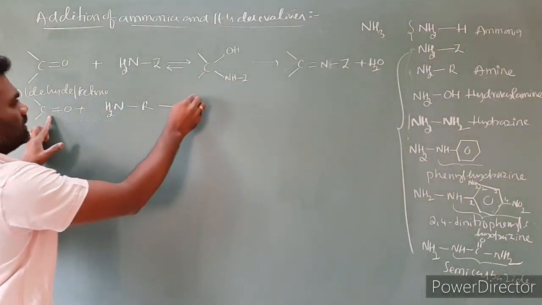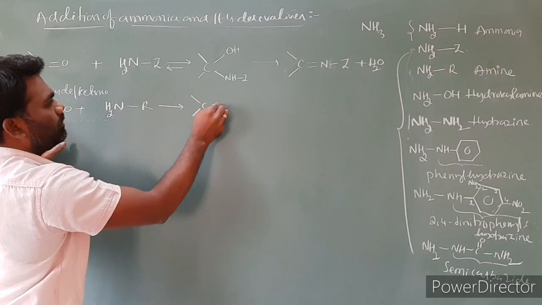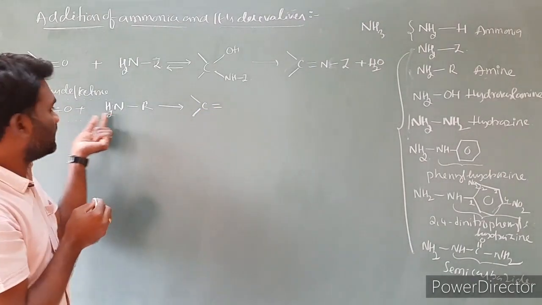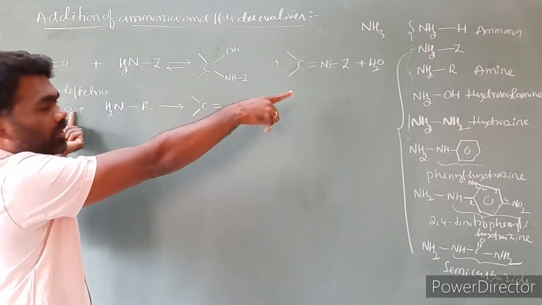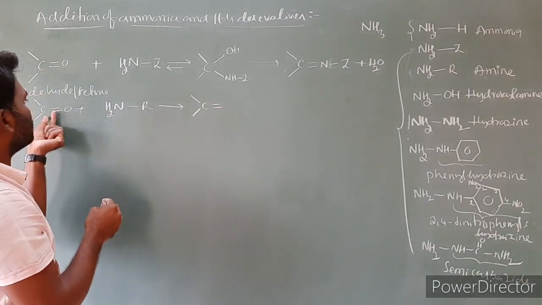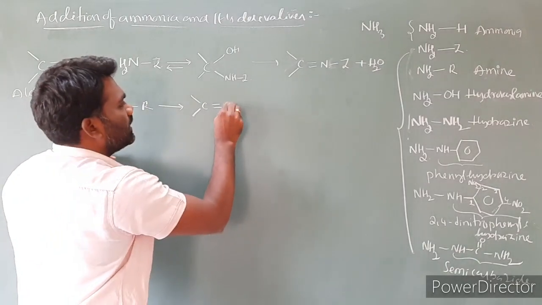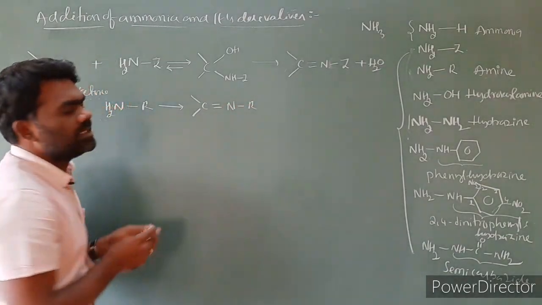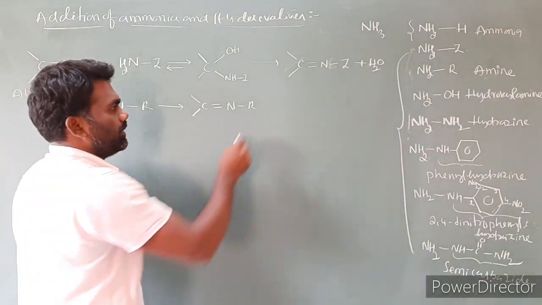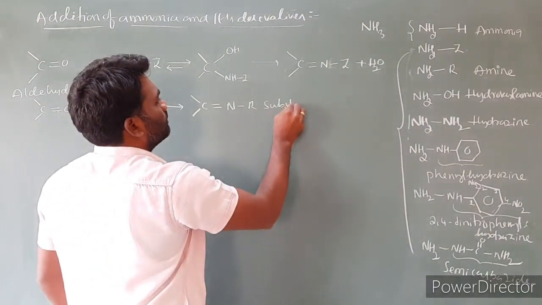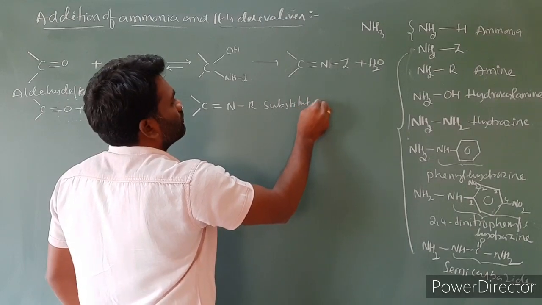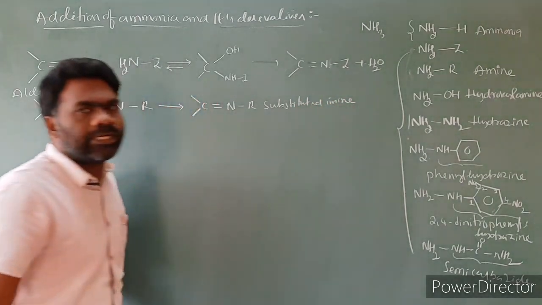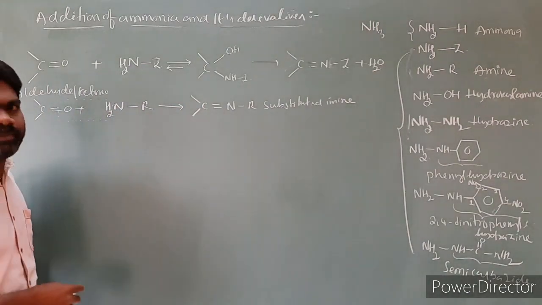Then C, which had a double bond to O, and these two hydrogens and this oxygen eliminate in the form of water. This nitrogen is directly attached to this double bonded carbon. Then N, and to this N what do we attach? R. This is a substituted amine, also called a Schiff's base.